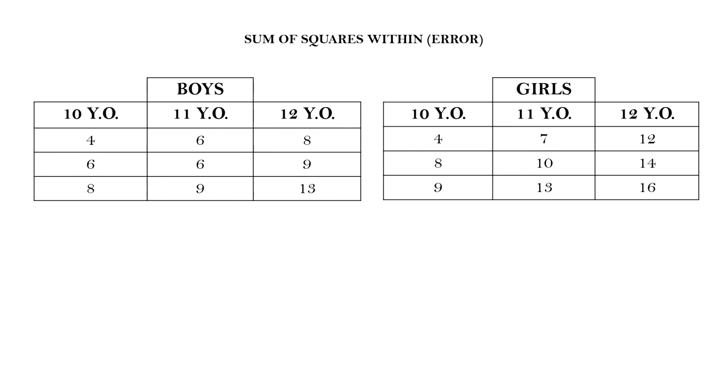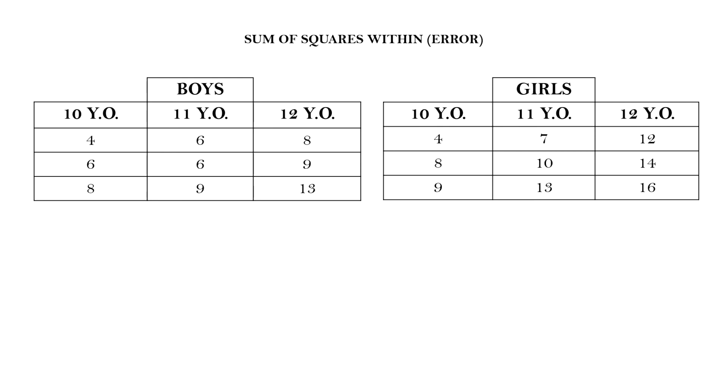And next is the sum of squares within error. To get the degrees of freedom of the sum of squares within error, we have the 2 tables and the 2 factors that represent the boys and girls. Now we have different categories. We have 10 years old, 11 years old, and 12 years old for boys, and 10 years old, 11 years old, and 12 years old for girls.